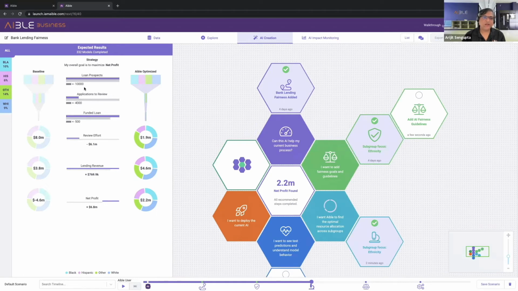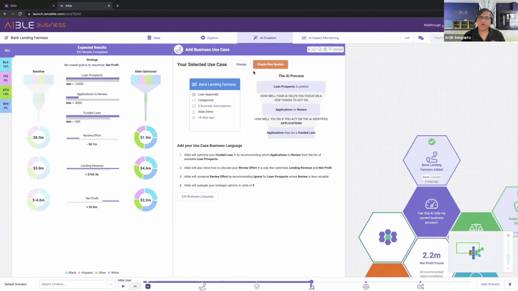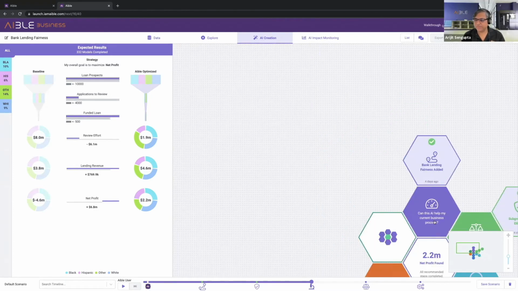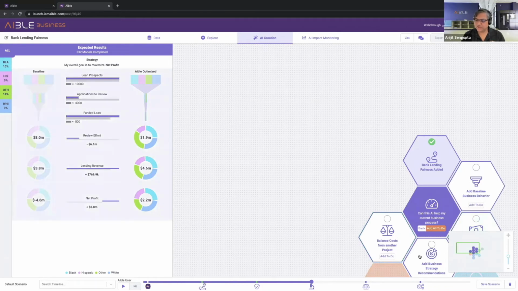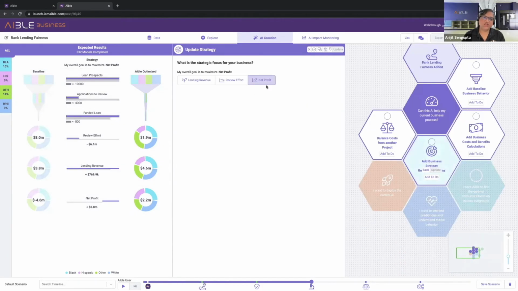So we're looking at how many loan prospects the bank received, what were the applications they reviewed, how many they funded, etc., and what was the profit. On the right-hand side is what Aible is telling me it can do based on what it's seeing in the data. Now, this depends on what it is that the bank is trying to achieve. So, for example, I might want to go in and change my business strategy here because I'm looking at this thing and saying, hey, this is very profitable, but the AI is so effective, it's basically telling me to stop reviewing the vast majority of my loans.